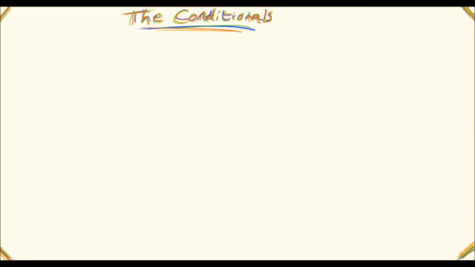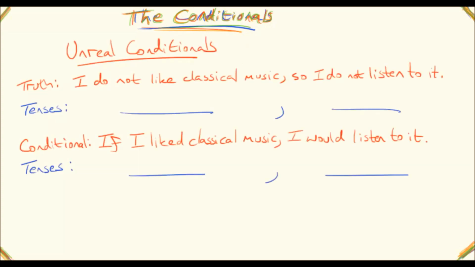Let's take a look at an example. Let's imagine it like this. Let's imagine the truth. The truth: I do not like classical music, so I do not listen to it. With the conditional, if I liked classical music, I would listen to it. However, I do not like classical music, so I do not listen to it. Let's start to look at the tenses involved here. We'll do this together.